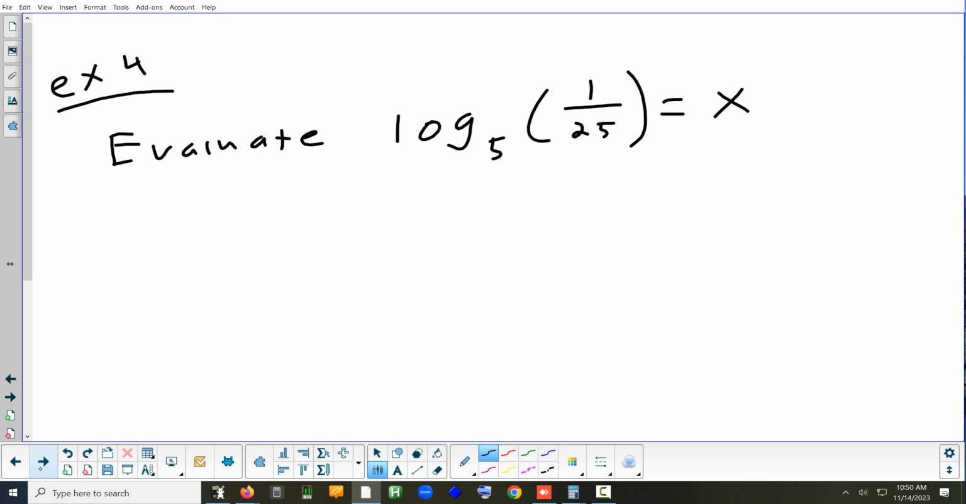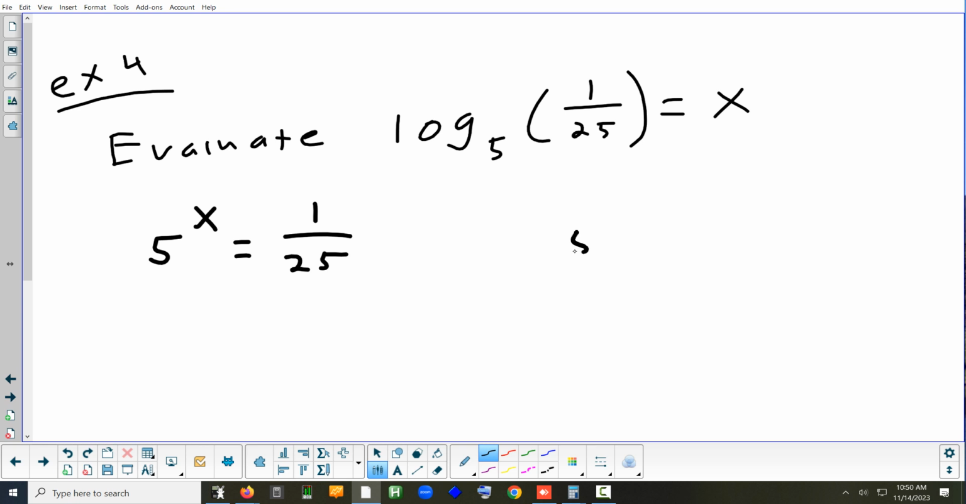What is your base here? And a logarithm always equals what kind of thing? Always equals the exponent. And what's going to end up by itself on the other side? 1/25.